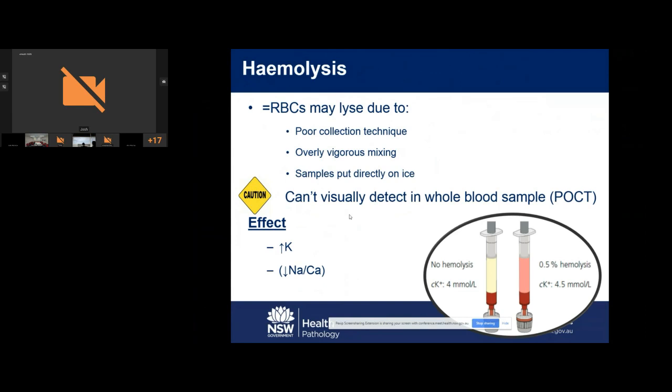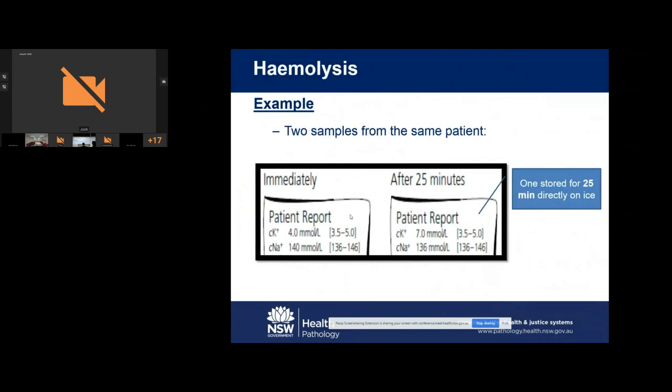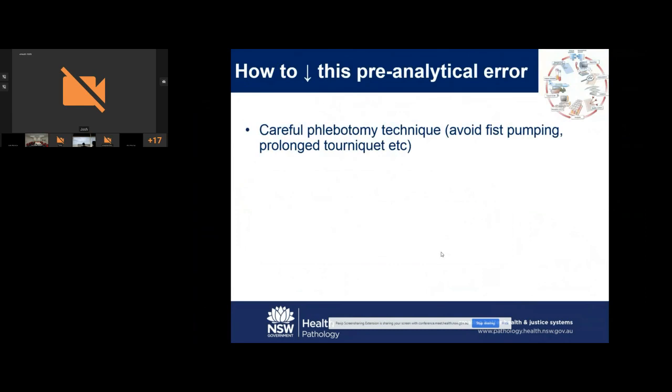So this is just one illustration of two samples from the one patient, one that was put directly onto ice, therefore lysing some of the cells, causing a hemolyzed sample. We can see a dramatic increase in potassium, pseudo-hyperkalemia. So how to prevent this preanalytical error?